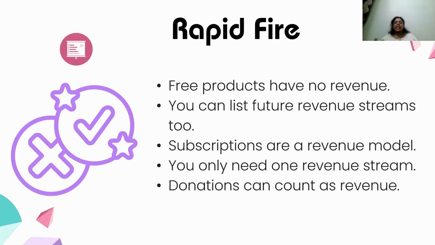Okay. Second, you can list future revenue streams too. True or false? True. You can do that. Usually, a business plan is about a future thing. Now you're doing that, you will put it. In the future, you can do that.